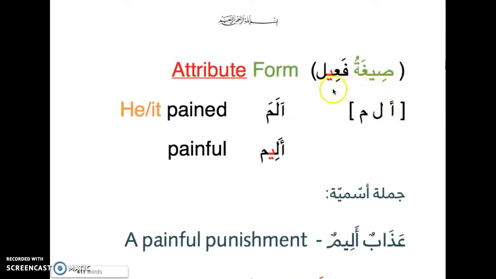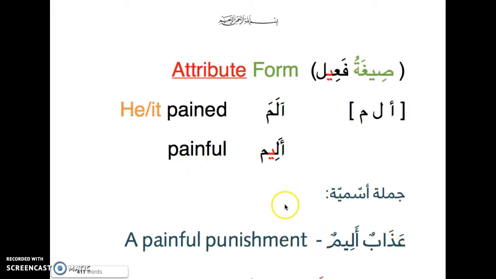We're still dealing with fa'il, and I'll tell you when we switch to fa'ul. So our root is alif, lam, mim, and in the past form, alama, and this is what it means, he or it pained. And when you want to make it an attribute, you say alim. And we have the ya in red to distinguish it from the root. It's the new letter added to the root to make it fa'il, the same form as fa'il. Alim, which means painful.